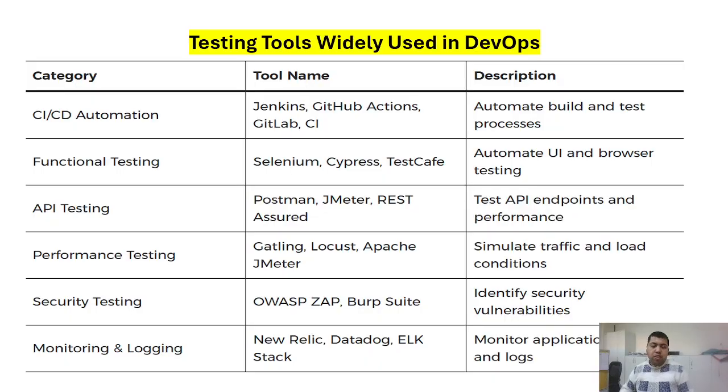Basically these are the various tools used in continuous testing. CI/CD automation tool, Jenkins you can say. In functional testing, there is Selenium. API testing: Postman, JMeter, REST. Performance testing: Gatling, Locust, Apache. Security testing: OWASP ZAP, Burp Suite. And monitoring and logging: New Relic, Datadog, ELK Stack. So these are the different kinds of testing required.